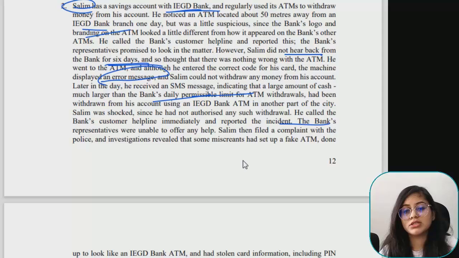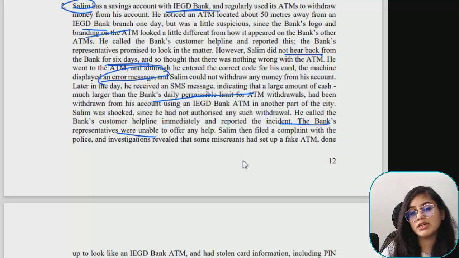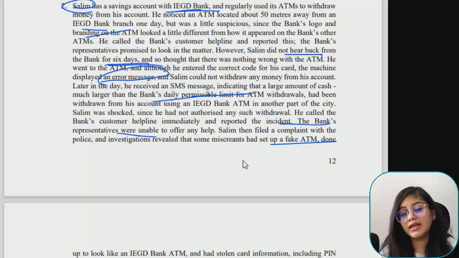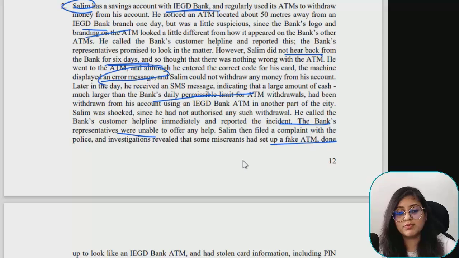He reported this incident to the police. He told the customer care representatives. They did not help him. The police investigated and found out that a fake ATM had been set up, and these people were stealing information from the cards. Now Salim wants the bank to compensate him for this large amount because many people were cheated, and here it is asked whether the bank should compensate Salim.